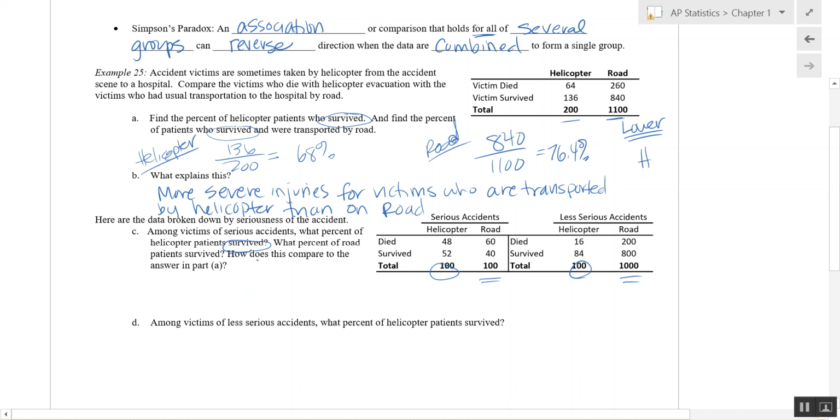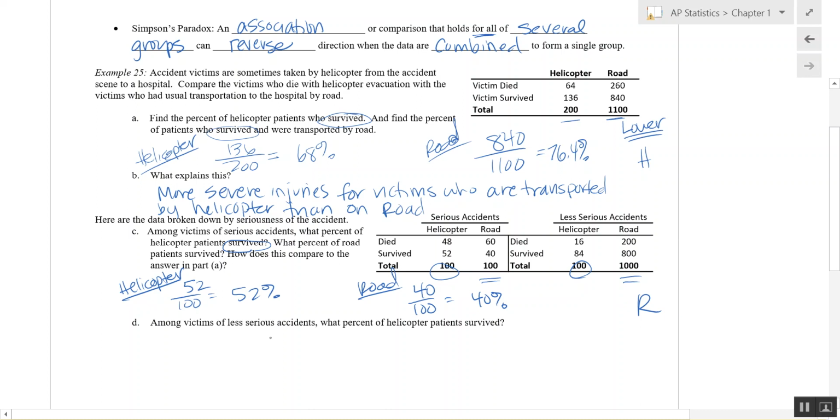So we're looking at just the serious side. Again, helicopter, and then the road. We're looking at survival. In the serious accidents, the helicopter had 52 out of 100, so 52%. For the road, those who survived are 40 out of 100, so 40%. Keeping our track, which one is lower? Yes, the road is lower, 40% compared to 52%. So over here, the road is lower.